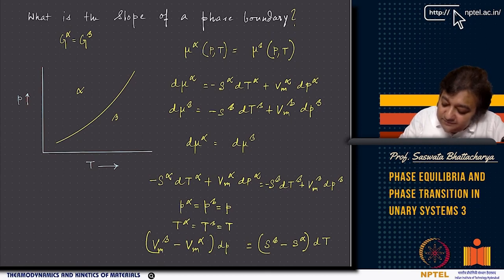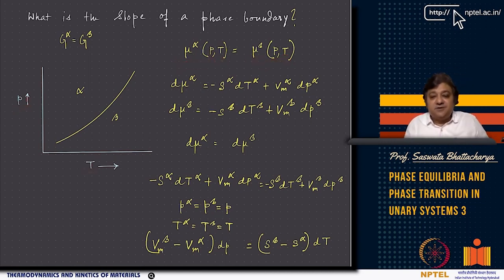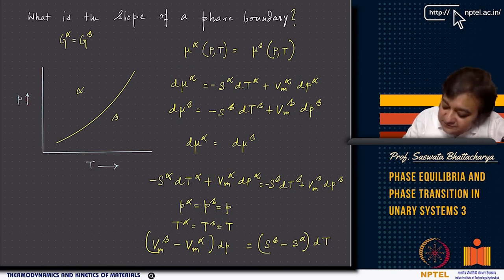If you look at two phases, alpha and beta, which are coexisting, and this is the phase boundary, then along the phase boundary mu alpha equals mu beta, and mu alpha and mu beta are functions of pressure and temperature, right? Mole number, because it's a single component, does not matter. So g alpha equals g beta, and mu is basically molar free energy, or gm alpha equals gm beta, or mu alpha equals mu beta.